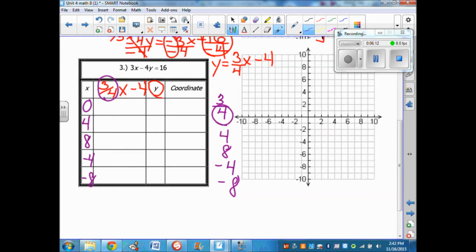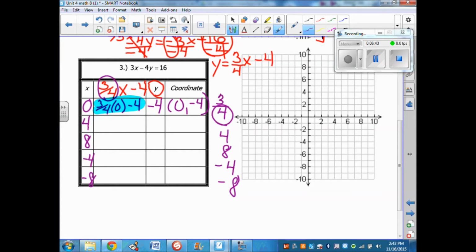So 0, why do we pick 0? Because 0 is the easiest number to work with. Because with 0 times anything, it's 0. So if you need to enter this into your calculator, go right ahead and do so. And that should give you -4. So your point, or your coordinate, is 0, -4.